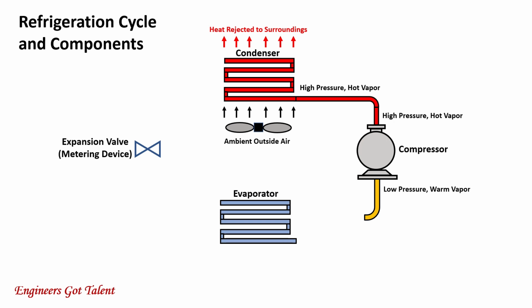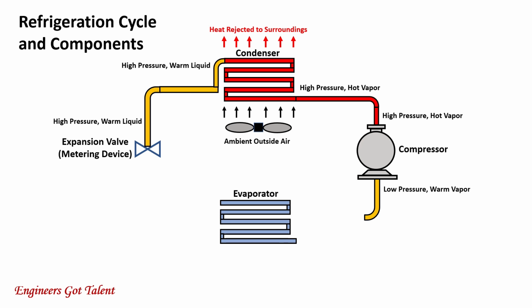Condenser is a heat exchanger, a heat rejector. There are fins attached to condenser coils to help dissipate the heat. The warm liquid refrigerant exits the condenser at high pressure. The warm liquid refrigerant enters the expansion valve at high pressure, warm liquid.